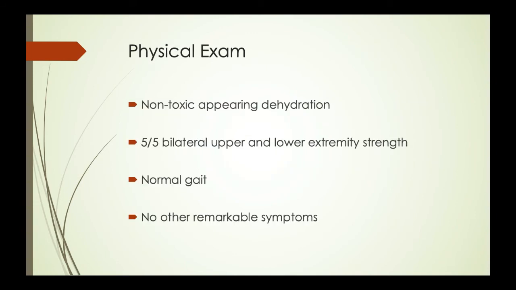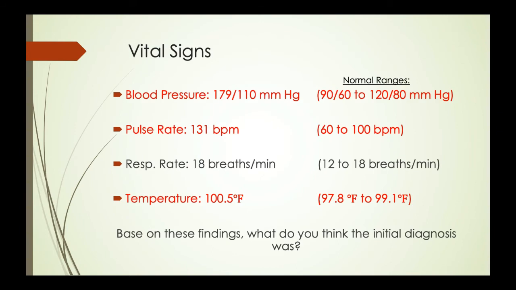Upon physical examination, he appears to be dehydrated. However, he has normal upper and lower extremity strength, as well as a normal gait or walk. He doesn't have any other remarkable symptoms. His vital signs indicate a high blood pressure and a high pulse rate, which are most likely due to his dehydration. He also has a respiratory rate on the higher end of the normal spectrum, as well as a slight fever. Based on these findings, what do you think the initial diagnosis was?